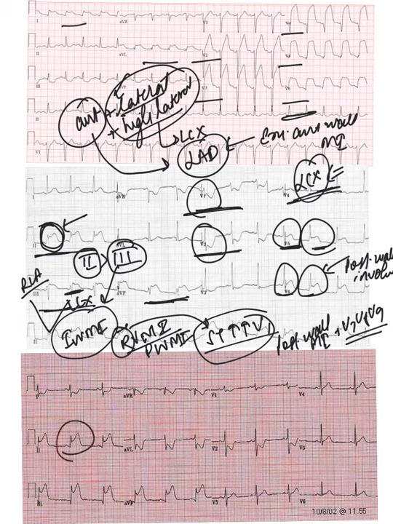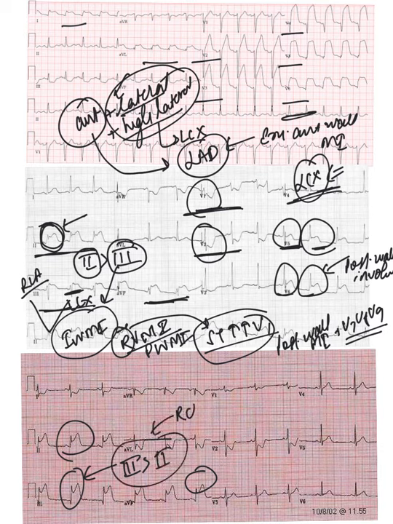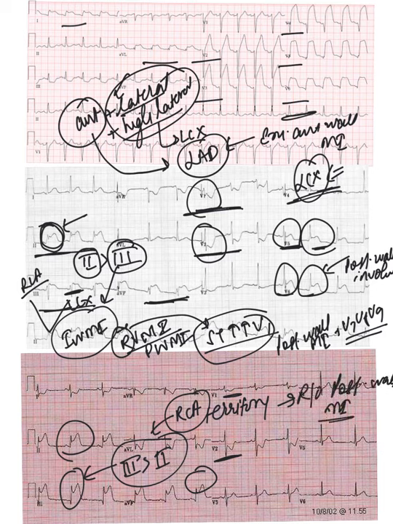Here if we see, there is 2, 3, AVF, and if we see here, elevation in lead 3 is more than elevation in lead 2. So this is RCA territory infarct. Also here we can see that there is V1 and V2 depression, so posterior wall MI is also suspected. So this is infero-posterior wall MI due to RCA occlusion.